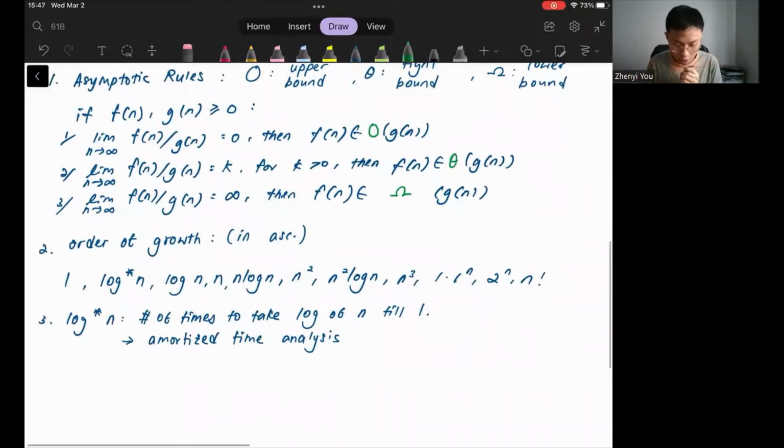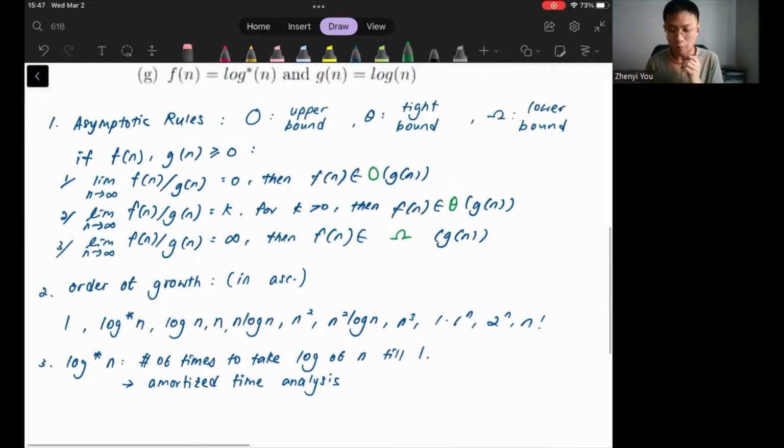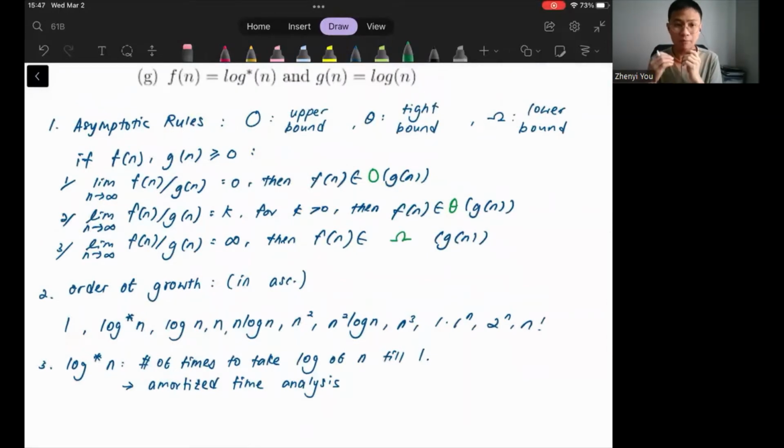And as for the third note, we just want to introduce this log star n function, which can be defined as the number of times that we need to take log of n until it returns 1. You will probably see log star when we are discussing inverse Ackermann functions in the topic of amortized time analysis.